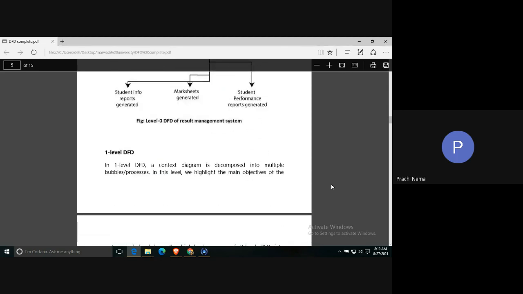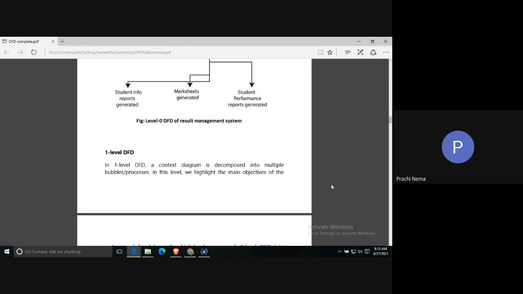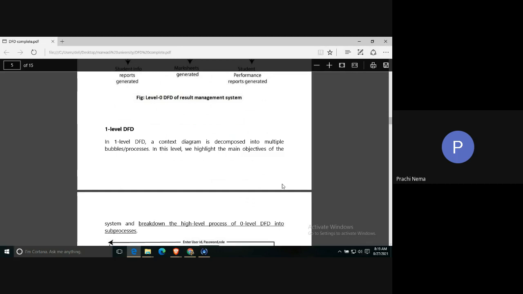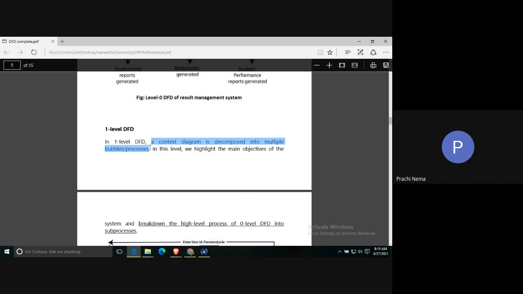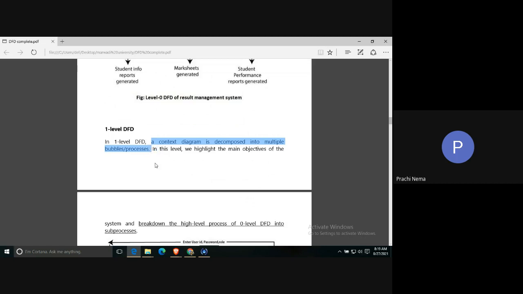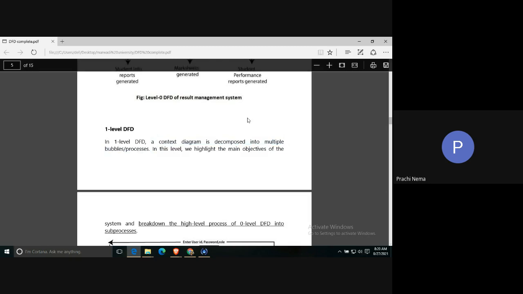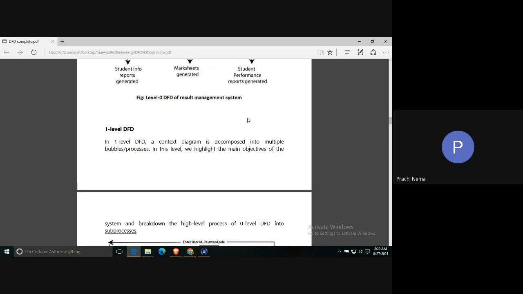The next is one level DFD, a level 1 DFD. See what is written over here: a context diagram is decomposed into multiple processes and bubbles. What is a context diagram? I've told you, context diagram is another name for level 0 DFD. So in level 1, a 0 level DFD is going to be decomposed into multiple processes or bubbles. Why bubble? Because we represent process using a circle or bubble, whatever you want to say. So it would be having more detail.